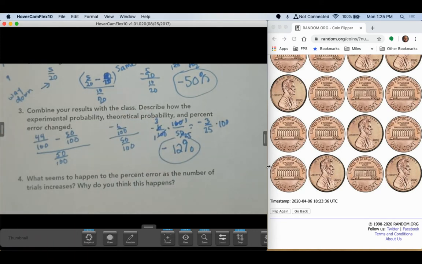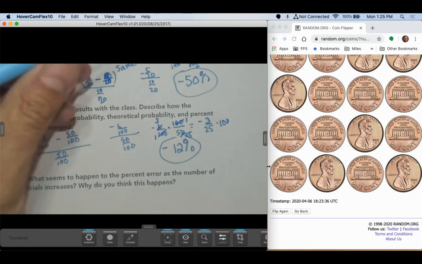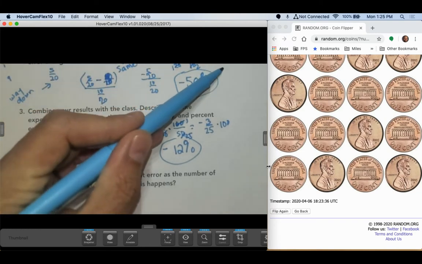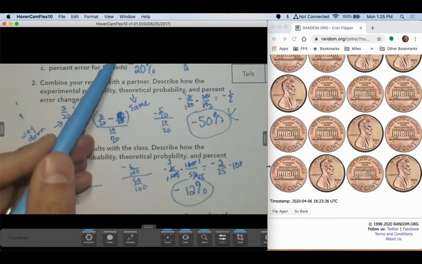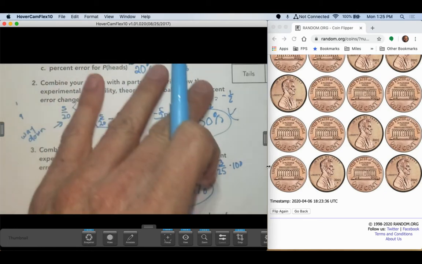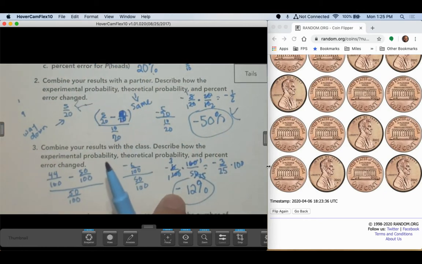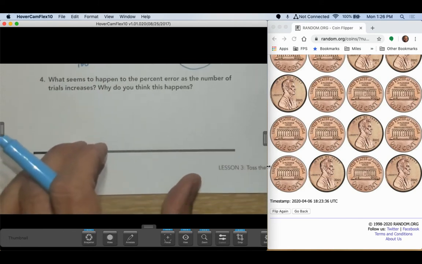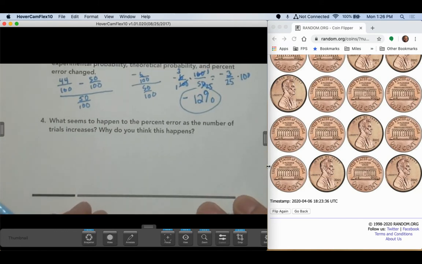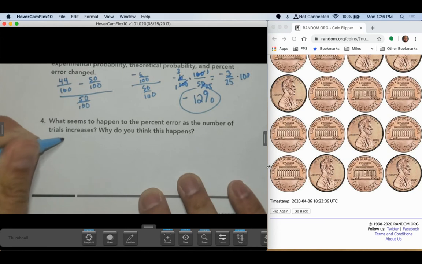Okay. And so what should seem to happen, at least it kind of did. Those are weird results, and that's going to happen sometimes where you have really strange results. But normally we would have higher error and the error should go down. And the error was going down. And I bet if I did 1,000, it would be much closer to 50% even. And if I did a million, I bet you'd be really, really close to 50%. And so as you do more experiments, it tends to get closer to the theoretical probability. So it did go down.